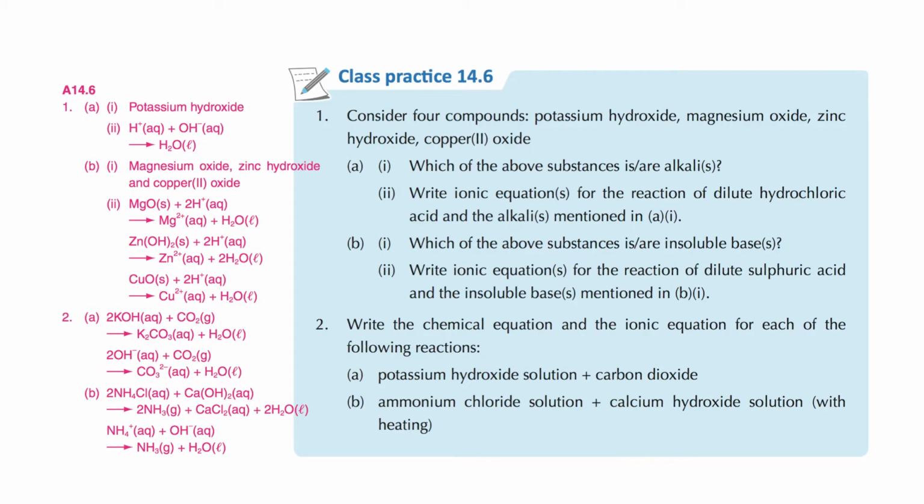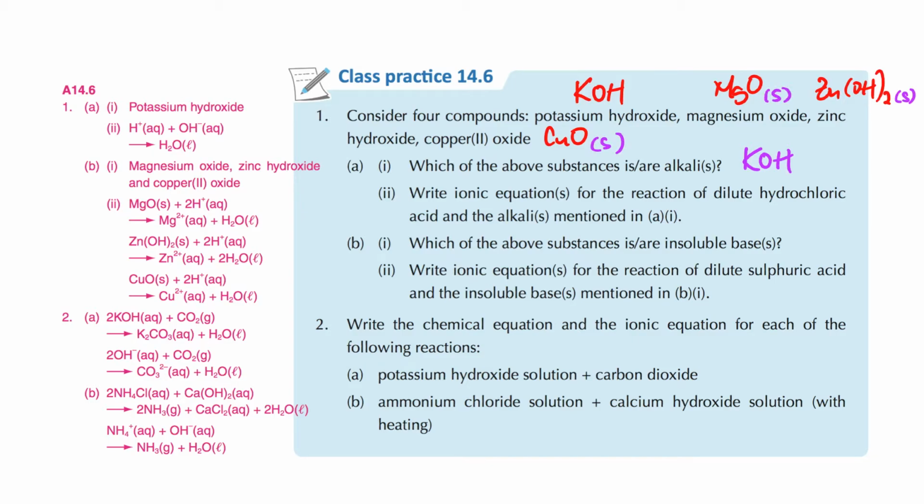So let's have a look at an exercise. Class practice 14.6. So we have 4 compounds. We have a KOH here, an MgO, zinc hydroxide, and also you have copper 2 oxide. So which of the above substances is alkaline? Remember, alkaline is soluble base. So soluble base, you just have KOH right here. For the rest, they should be insoluble, so they will be solid.